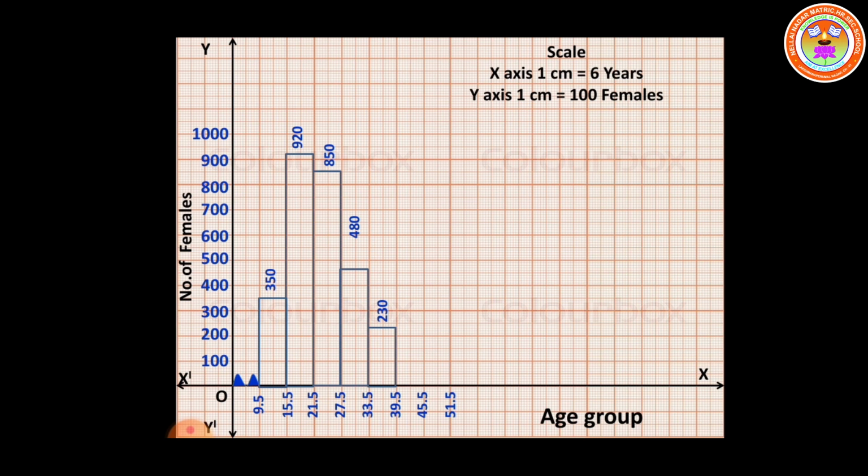Height of the rectangle is 230 and then write the frequency as 230. Next one, for the class interval 39.5 to 45.5, we have the frequency 200. So you have to take the height as 200 and write the frequency as 200. So this is the required histogram for the given data.